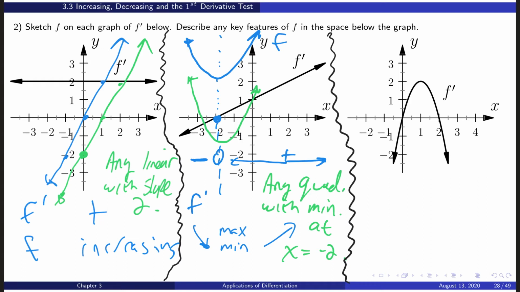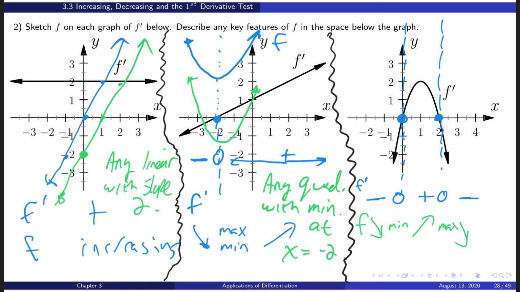So to sketch the f curve for the third one, I'm going to start by looking at the f prime graph and say there is a 0 there and a 0 here. F prime is negative, 0, positive, 0, and negative in those intervals, which means the f plot is going to be decreasing, increasing, and then decreasing. So it looks like between the decreasing and the increasing, we will have a minimum, and between the increasing and the decreasing, we'll have a max.